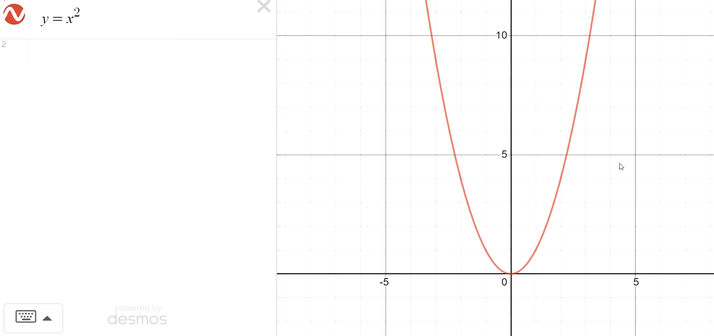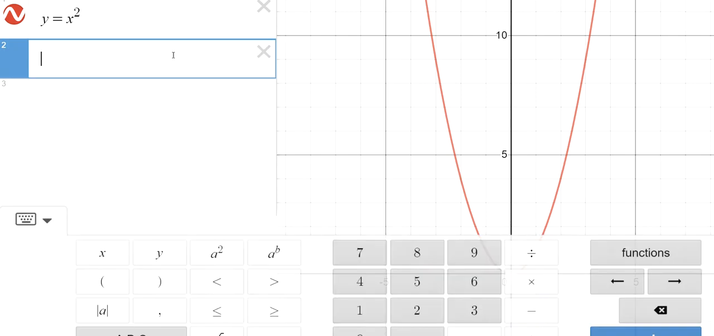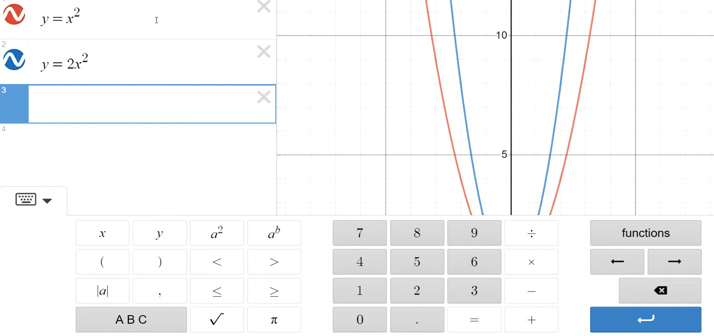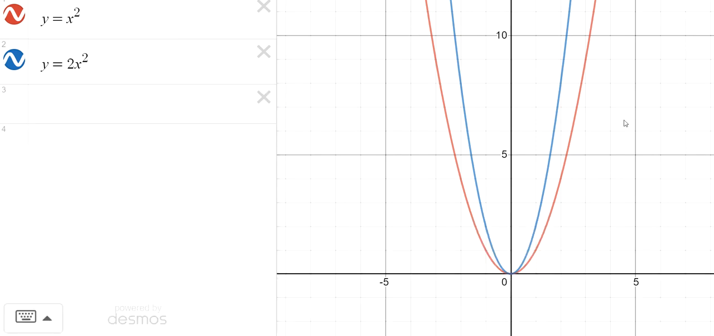What do you mean by bigger? You mean it'll be wider or narrower? Wider? Do you have a reason to say it is wider? Because it is 2x. Okay, let's see. Y equals 2x squared. So in blue is the graph y equals 2x squared. Is it wider or narrower? It is narrower. Why? What do you mean one is smaller than the other?